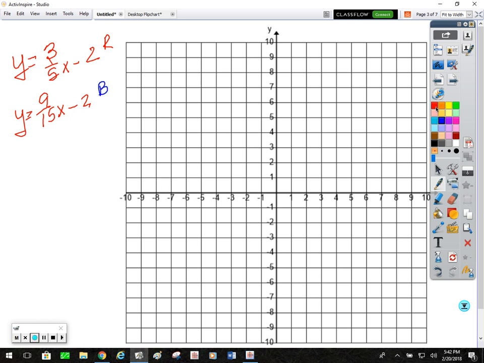Well, let's graph the red one first. So we're going to start at -2, and we're going to go rise 1, 2, 3, 1, 2, 3, 4, 5. Down 3, left 5. All right, there's my red one. Now let's look at my blue one. Well, I can start graphing, but guess what? This is too big for my graph, isn't it?